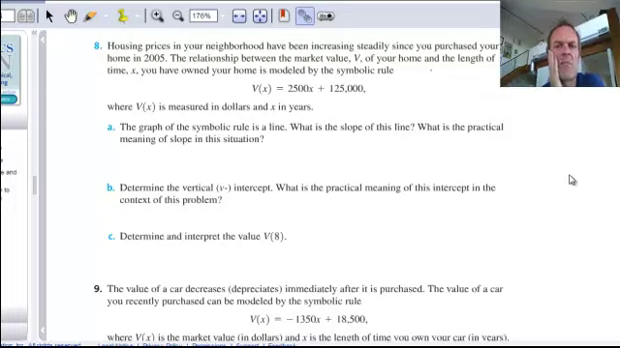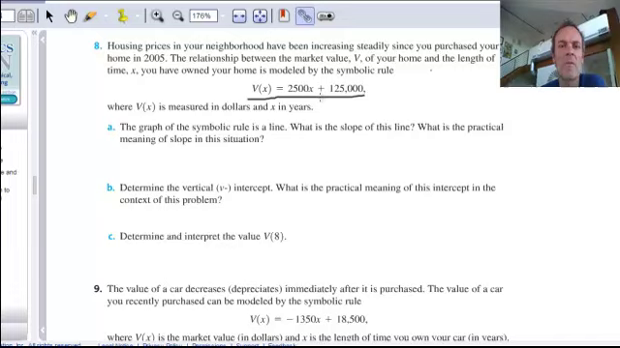Okay, house prices have been increasing steadily. They've been going up. Sounds like a positive slope. Right, the relationship between the value is this. Okay, so here's the equation of house prices going up. The graph is going to be a straight line.